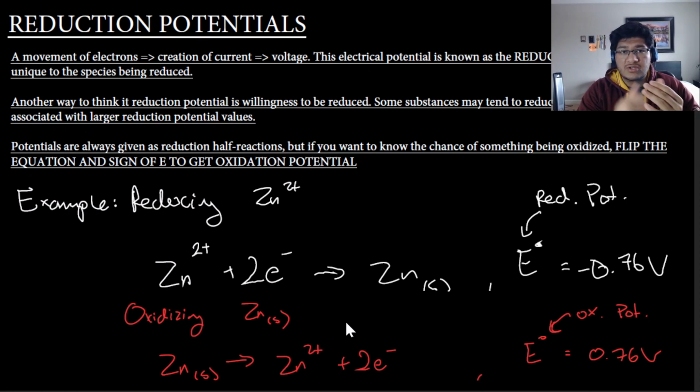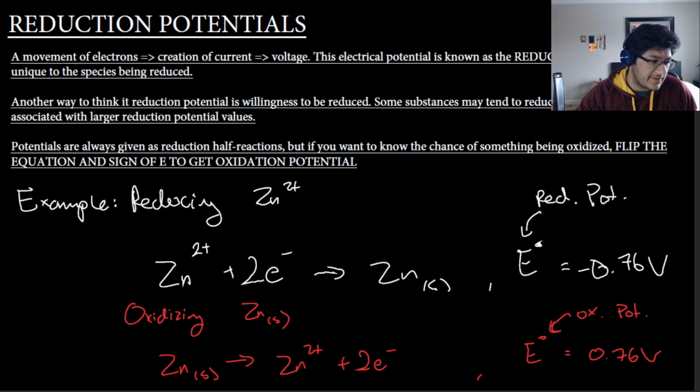Similarly to how we had initially thought of nonpolar versus polar, right? Something is more willing, nonpolar versus polar covalent. Something is more attracted to the electrons than other things. Similarly, some things are more willing to reduce than other species. So some substances might tend to reduce strongly, and they are associated with larger reduction values. So potential, voltage, it's all measured in volts, and it's a numerical scale.